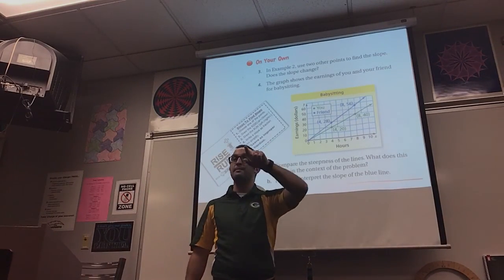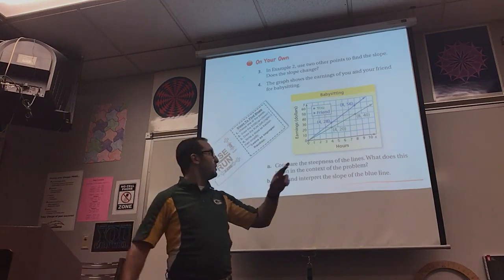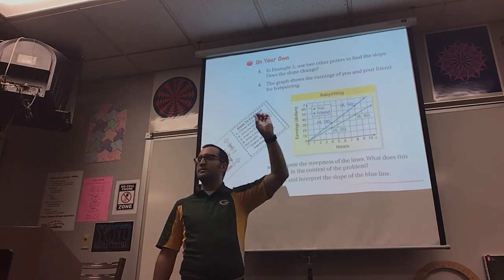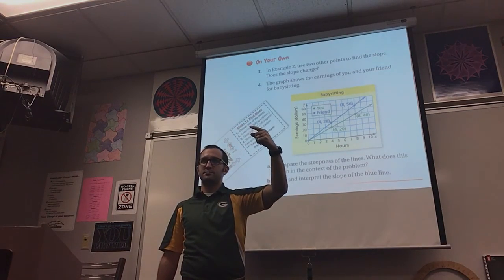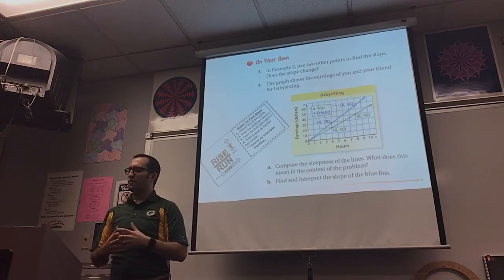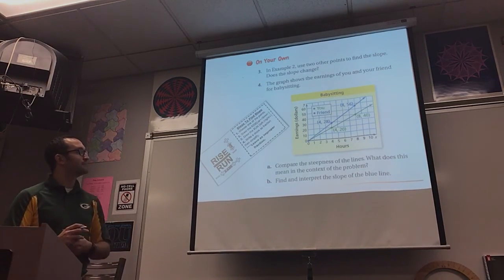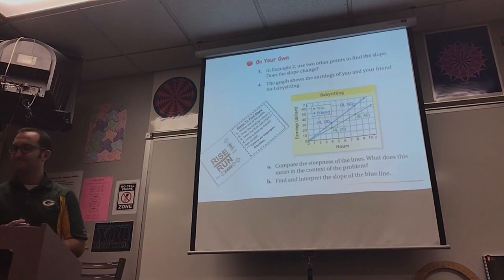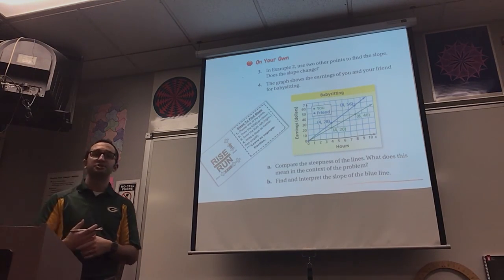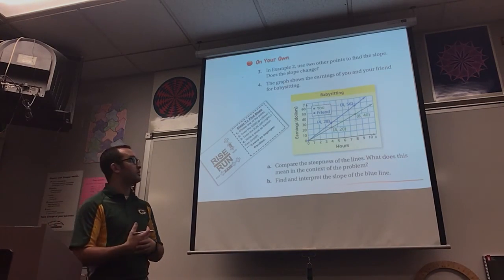Who made more money faster? Not who is making more money, but who's getting paid more. Your friend. What's your friend's rate? $7 per hour. How'd you find it? I did 28 divided by 4. Good. Because this is a proportional relationship, the constant of proportionality and the slope are equivalent.